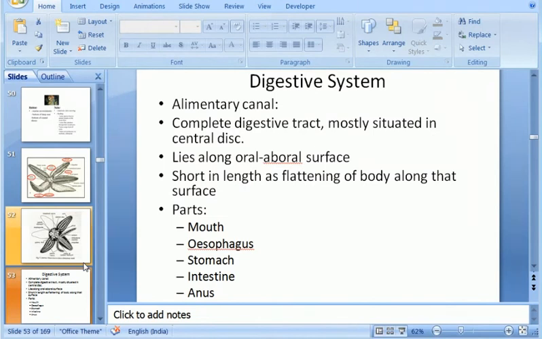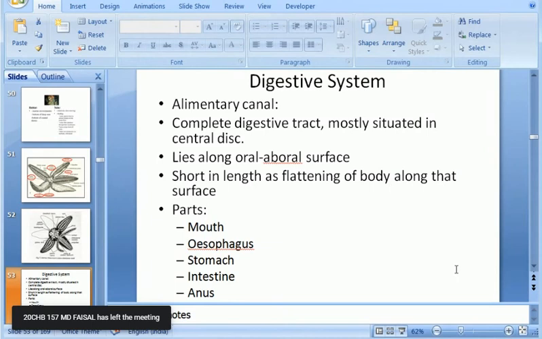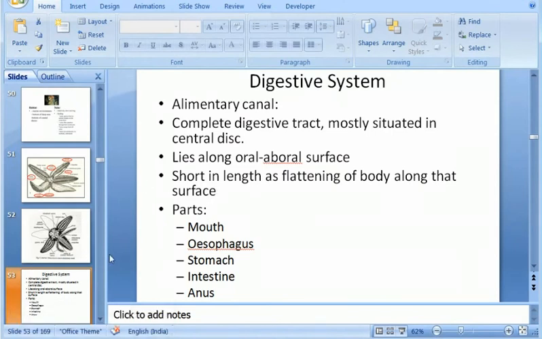Now we come to the text part. So of course there is a complete digestive tract in case of sea star. And most of it is situated in the central disc, as we have seen in the previous PPT slide. Then it lies along the oral aboral surface, this part. The main tract is located in the oral aboral surface, while the glands are distributed in all five arms like this. And it is short in length, because there is a flattening of body along this oral and aboral surface. So in accordance with that, the alimentary canal is short. The digestive tract is short. It is not extended or coiled or anything like that.